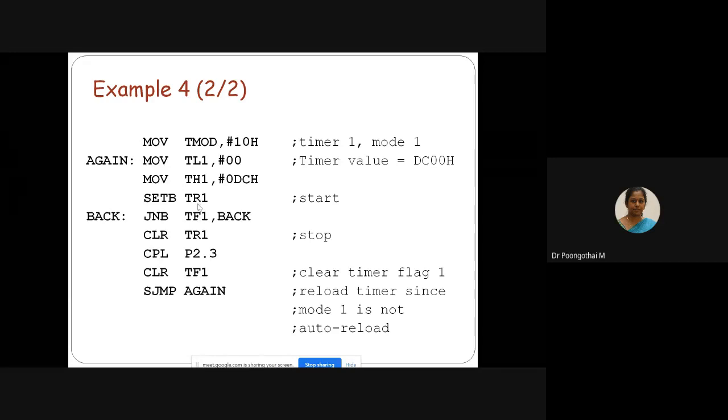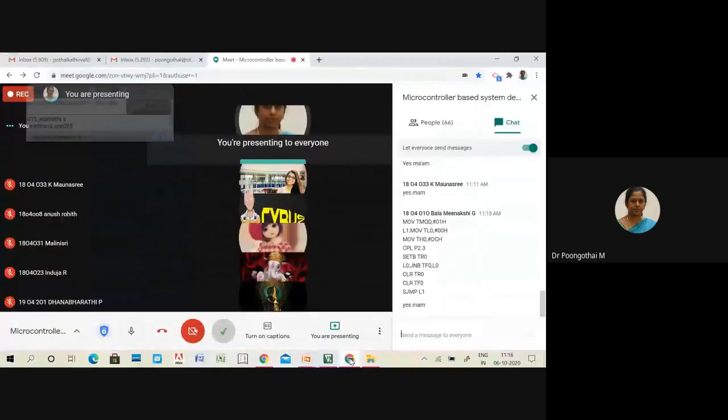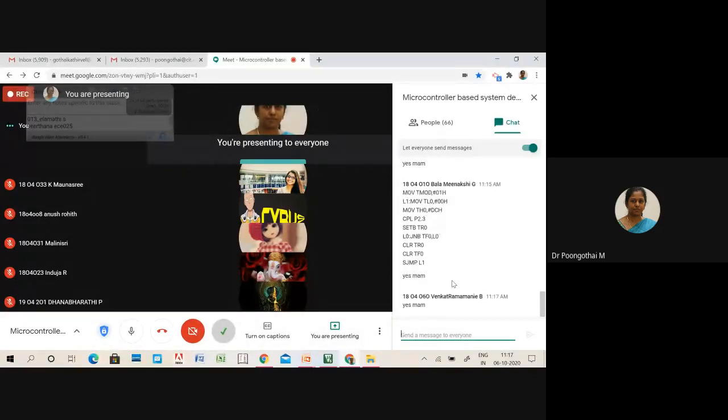Is that clear? Students, any doubts regarding this problem? Are you able to follow? Please tell me. Only some of the students are responding.